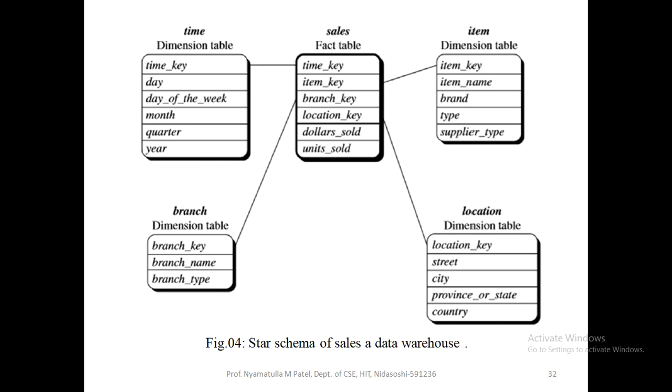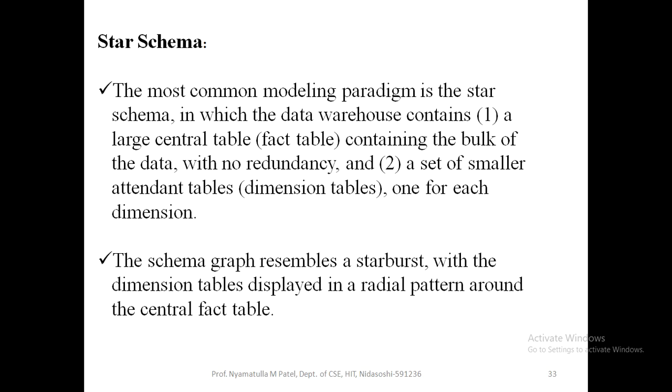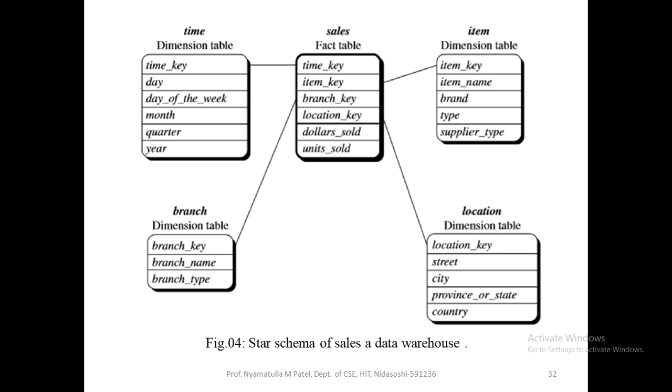The schema graph resembles a starburst. Why is this called a star schema? Because it resembles a star face, with the dimensions displayed in a radial pattern around the fact table. The most common paradigm is the star schema, in which the data warehouse contains one central fact table containing a bulk of data with no redundancy, and a set of smaller tables, one for each dimension.